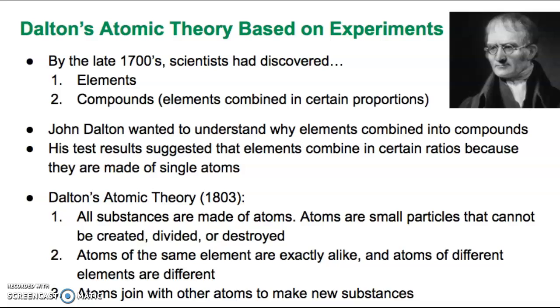The second part of his theory was that atoms of the same element are exactly alike, and atoms of different elements are different. So the hydrogen atom is going to look exactly the same as the next hydrogen atom, and it's going to look totally different from the oxygen atom. But the oxygen atom will look like the oxygen atom. Pretty simple when we stop to think about it, but to them, back before they understood any of this, it was revolutionary. Dalton's third point in his atomic theory was that atoms join together with other atoms to make new substances, and that sort of ties back to his initial quest, which was to better understand compounds.